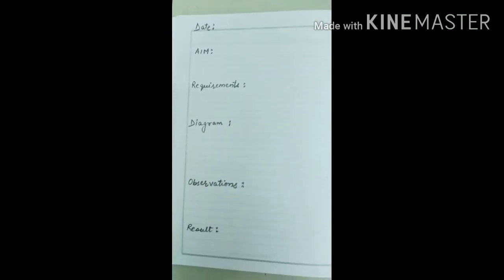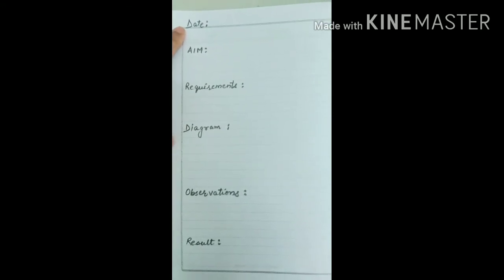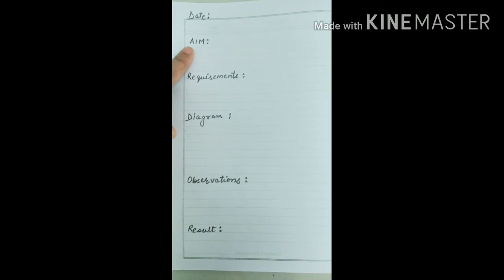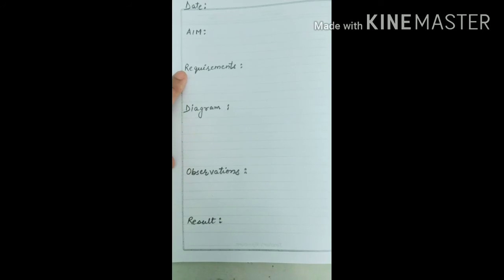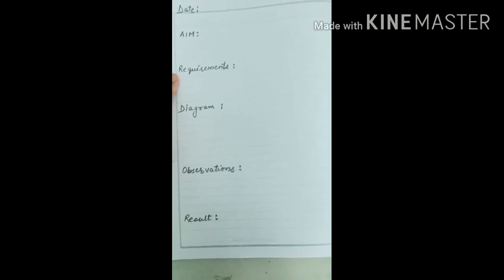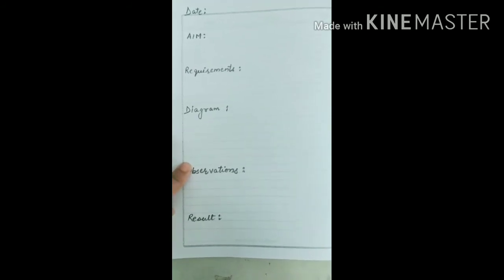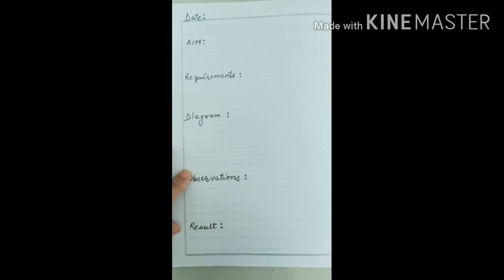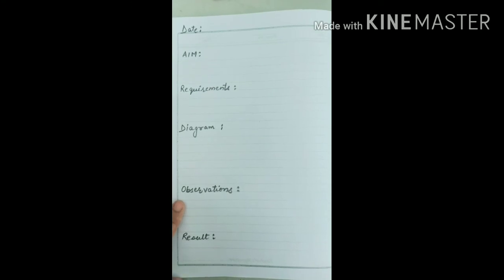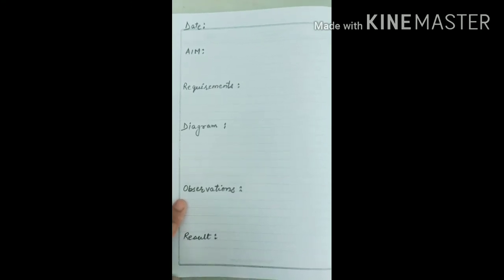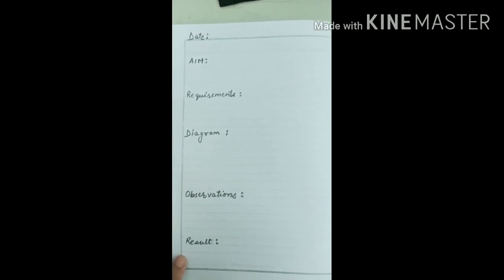Now coming to the empty side. First of all, you have to mention the date on the top. Then you have to mention the aim, likewise you have mentioned on the ruled page, and the requirements, as you have mentioned earlier. Then you have to draw the diagram, if a diagram is present in that experiment. Then you have to write down observations, what you have observed while performing the experiment. Then you have to write down the result, which will be of one line only.